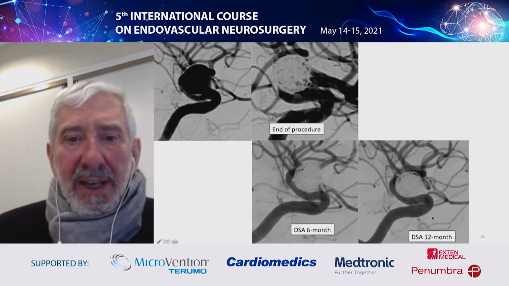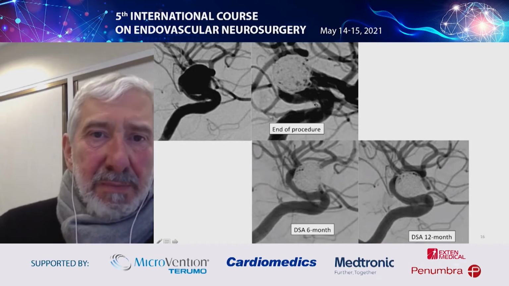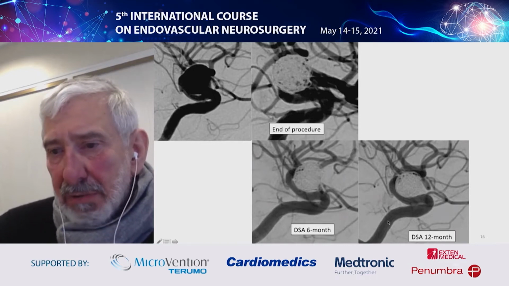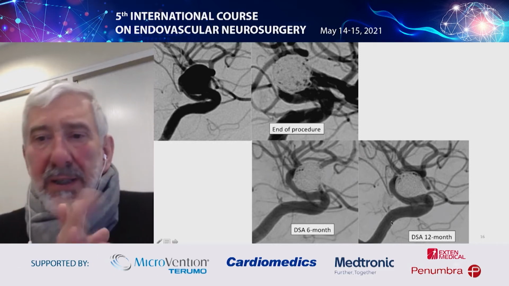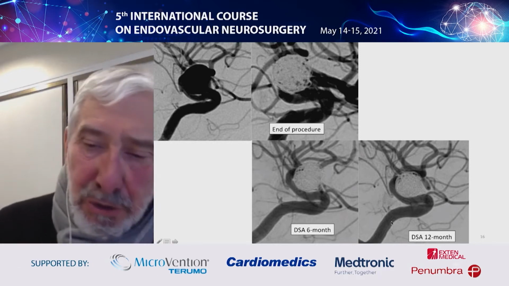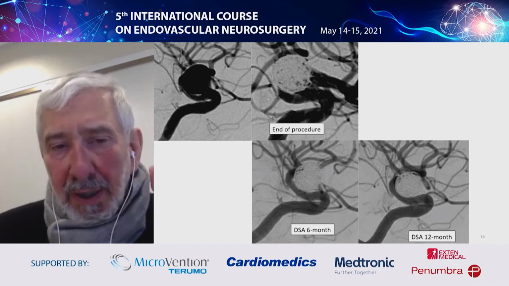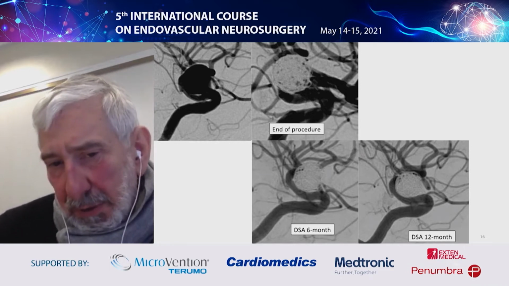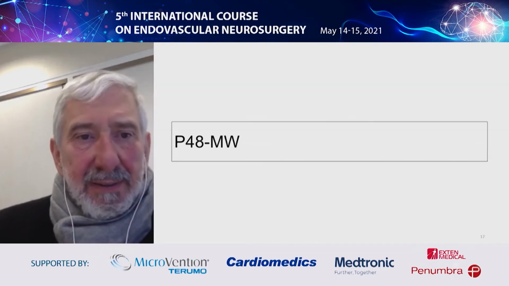You see the control angiogram at the end of the procedure, and you see the control angiogram at 6 months, 12 months, with a completely stable occlusion, which you can probably not obtain. And I disagree a little bit with René on that point, that you can probably not obtain with a stent.